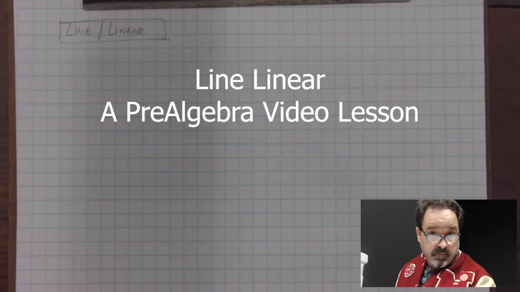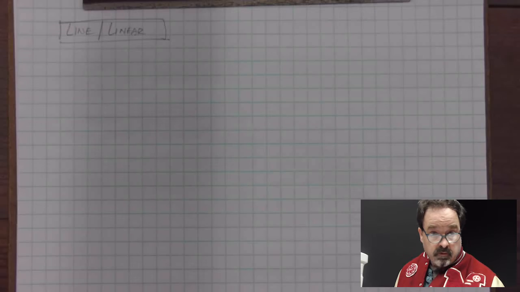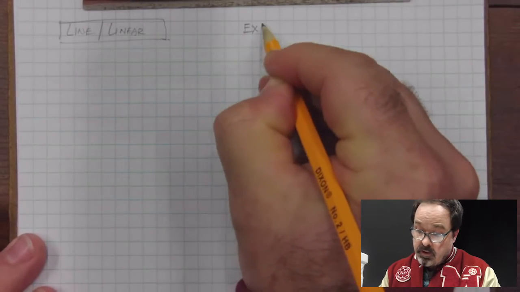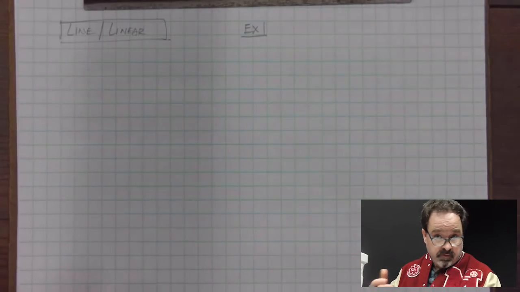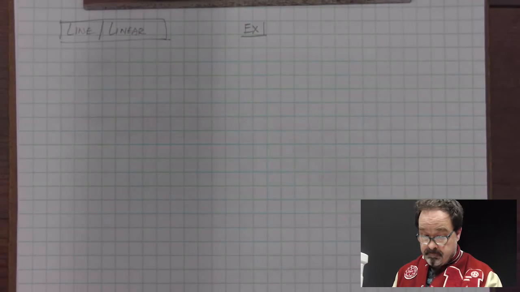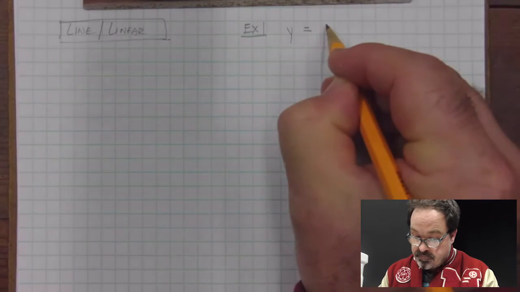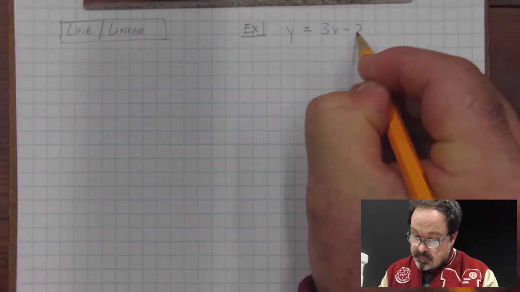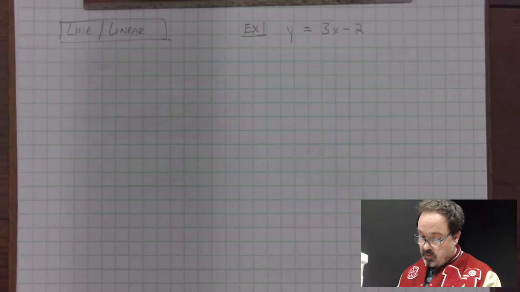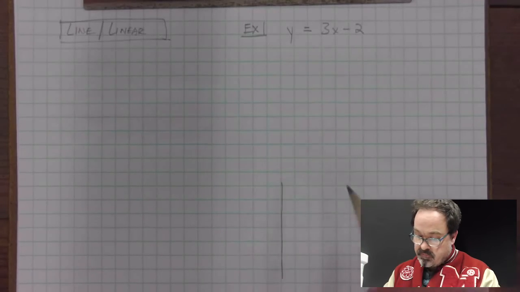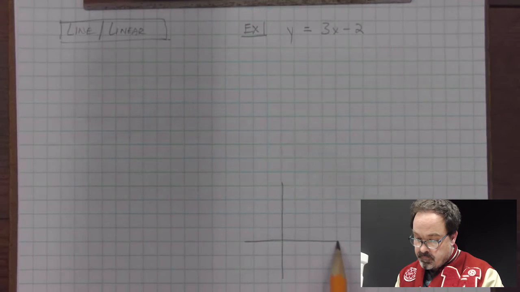VLSos here. This is a video lesson for pre-algebra on lines, or linear. Linear is an adjective to describe a line. I'm going to give an example of an equation. We could also graph this equation. We have techniques for graphing.